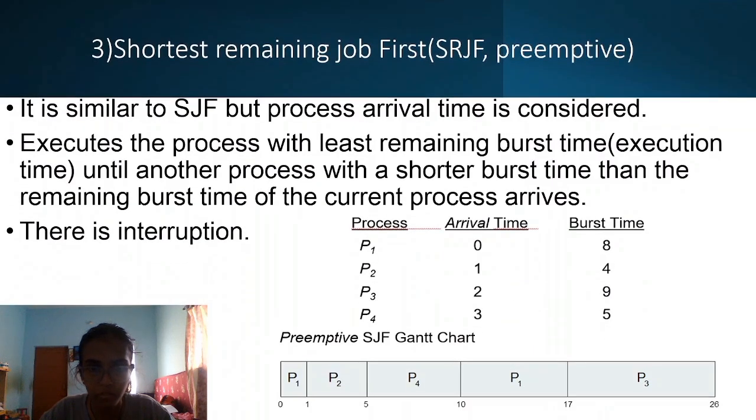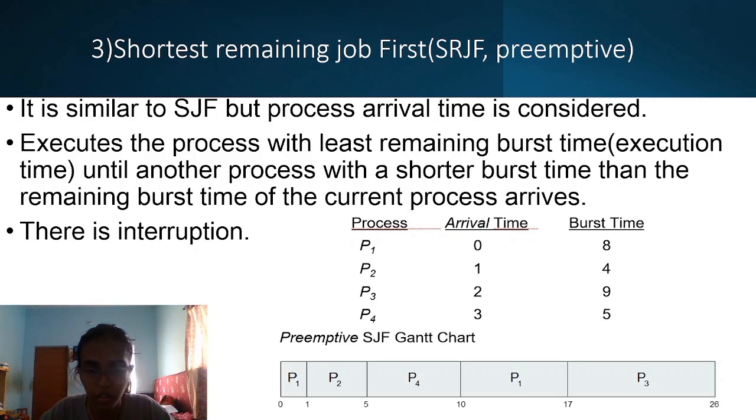Shortest remaining job first preemptive scheduling algorithm. It is similar to SJF, but process arrival time is also considered in this algorithm. This algorithm executes the process with least remaining burst time until another process with a shorter burst time than the remaining burst time of the current process arrives. When the execution of a process is preempted by another process, the remaining burst time is executed later. This scheduling process has interruption.